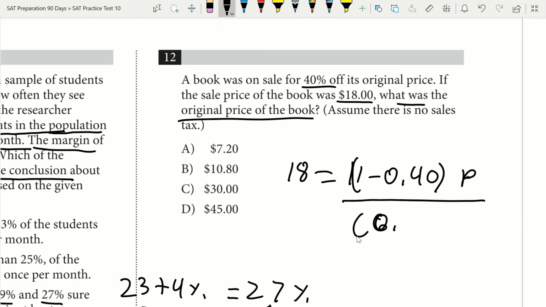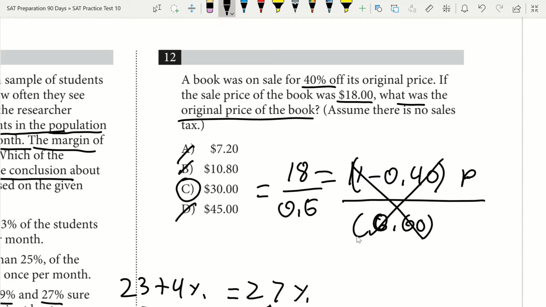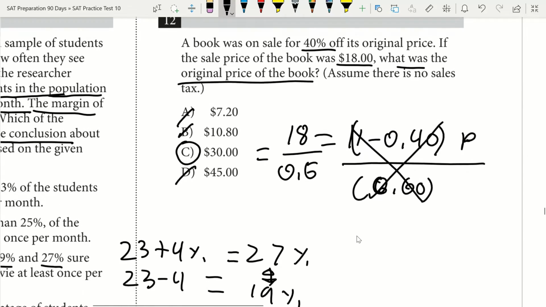Okay, 0.6. We do that, that's going to cancel right there. We're going to be left with our original price of our book as 18 over 0.6. We plug that in our calculator, which I'll do right now. And we believe that that's going to give me 30, and it will give me 30 as my correct answer. So C will be my correct answer there. So that one, not too bad either.